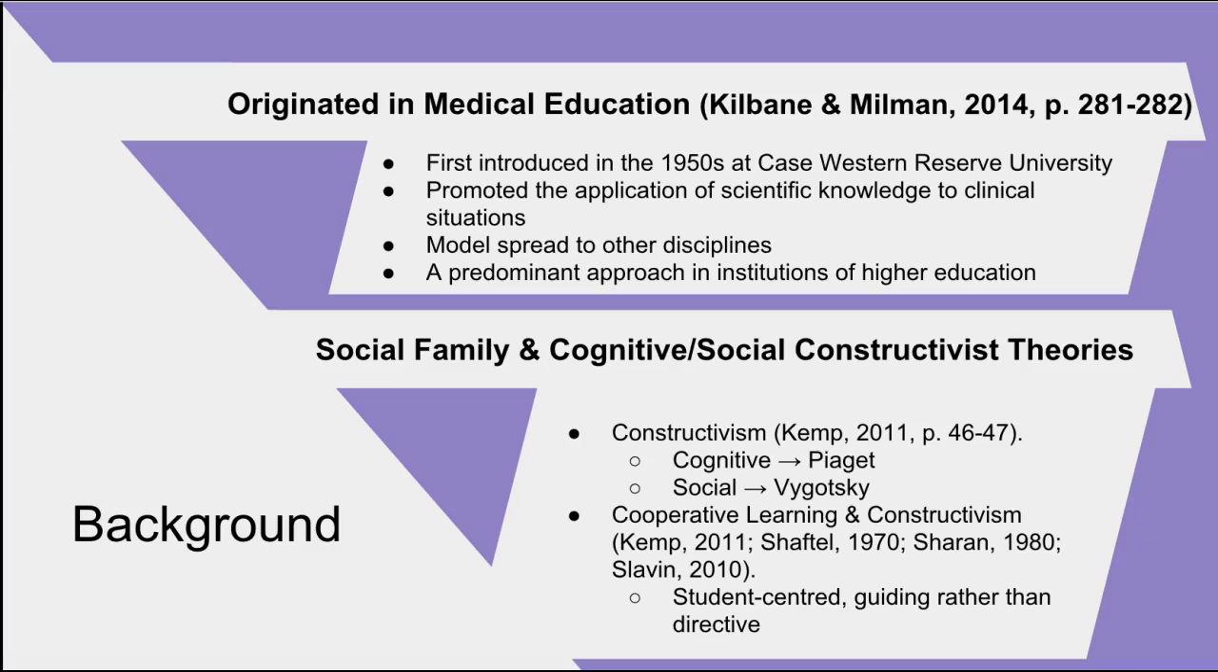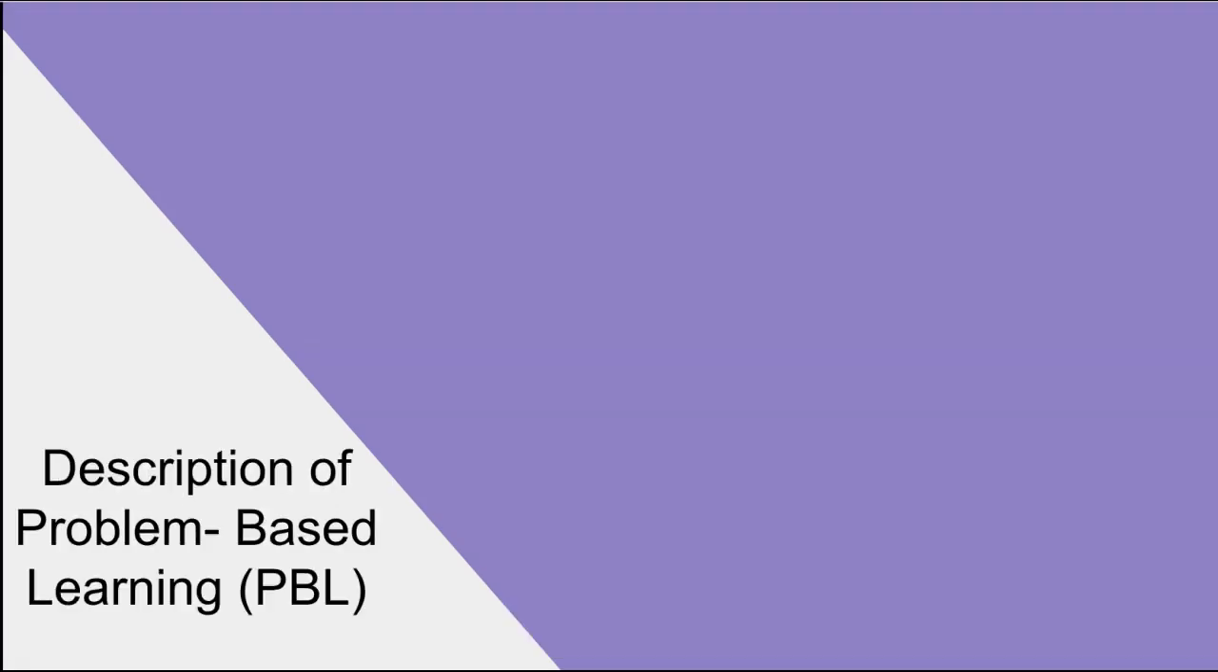Constructivism and cooperative learning from the social family both support student-centered classrooms where teaching is guided rather than directive, positive interdependence, individual accountability, team and social skills, and team processing. Furthermore, constructivism and cooperative learning include methods such as group investigation, role-play, peer tutoring, and other cooperative learning methods.